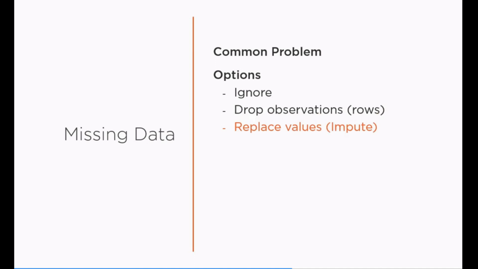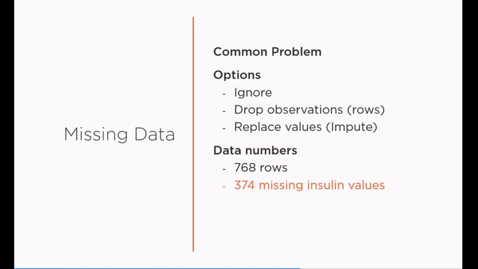Missing data is a common problem, and we have a few options on how to deal with it. We could ignore the missing values, that is, do nothing, delete all the rows with missing values, or replace the missing values with another value. Let's look at the numbers for some guidance. We have 768 rows. Of these, 374 are missing insulin readings. Can we ignore the fact that all this data is missing values? Maybe, but all those 0 values will cause a bias.